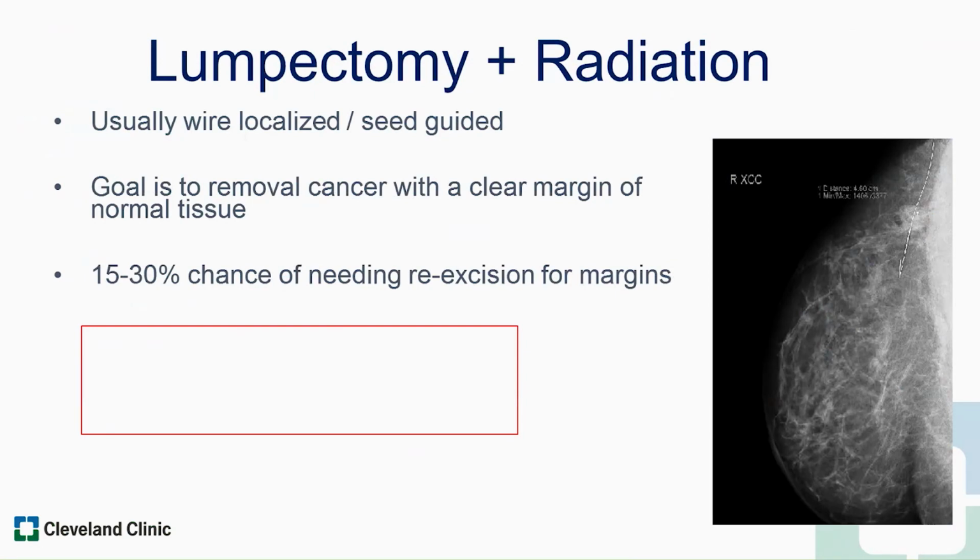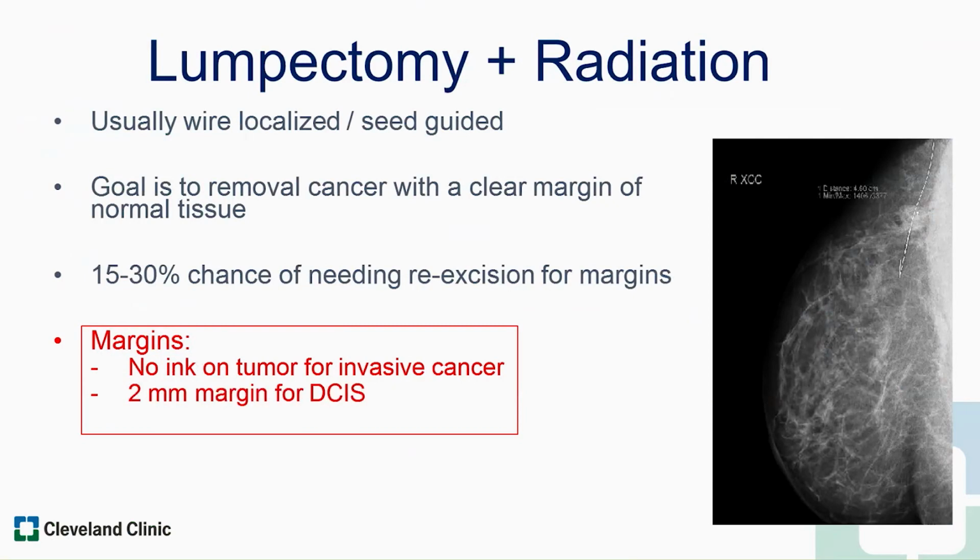Across the country, the risk of needing re-excision for a lumpectomy for not obtaining clear surgical margins is about 15 to 30% chance. So again, margins. For invasive cancer, a clear margin is no ink on tumor. A 2 millimeter margin for DCIS. After a lumpectomy with clear margins, the patient usually heals up for about 4 to 6 weeks and then will receive radiation. Radiation decreases the risk of it coming back.